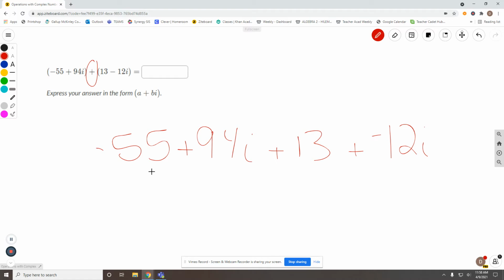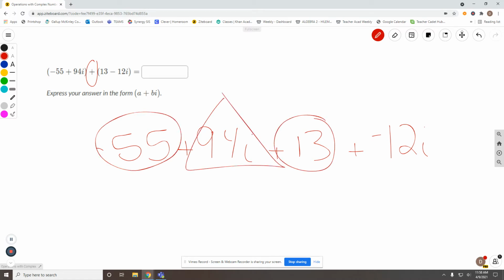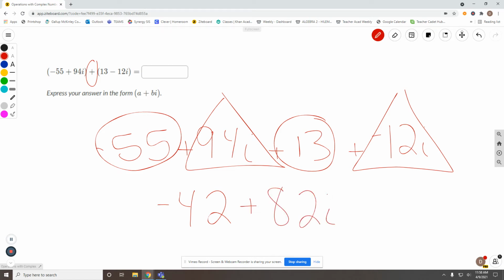Once again, we've got real parts and we've got imaginary parts. So we're going to combine the real parts and combine the imaginary parts. Negative 55 plus 13 is negative 42. 94i minus 12i is 82i. And that's as simple as it gets.